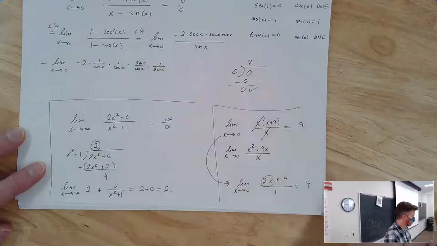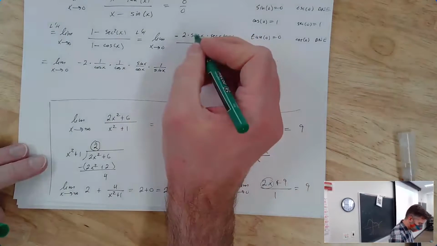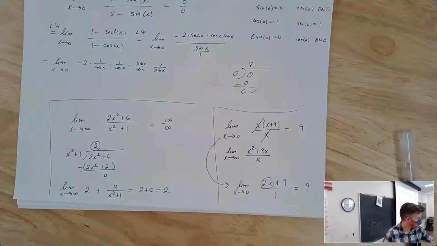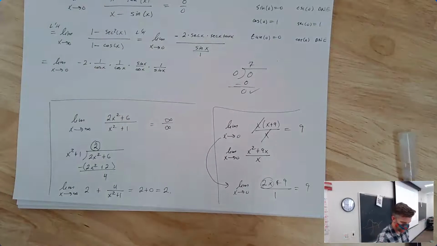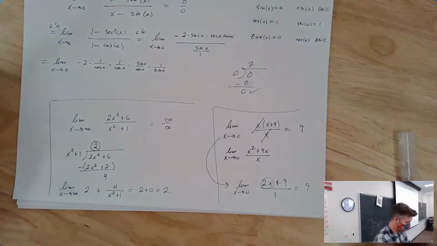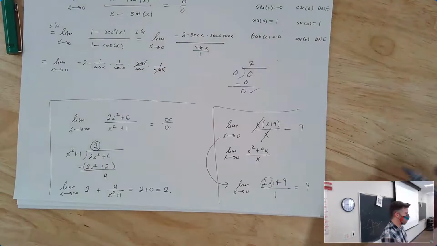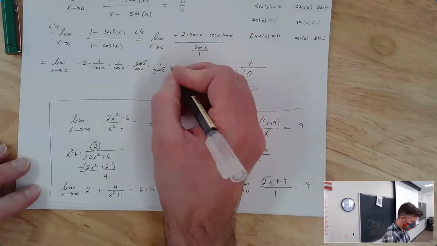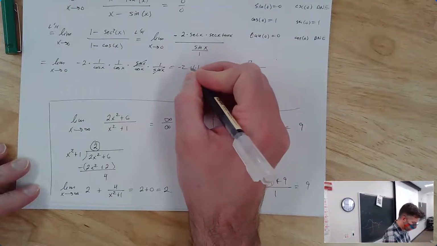One over sine. Right? Dividing by something is like multiplying by its reciprocal. That seem okay? All right, well then look, I can cancel a sine. And then everything else left is cosine, and cosine of 0 is 1. So that's going to be negative 2 times 1 times 1 times 1, which is negative 2.